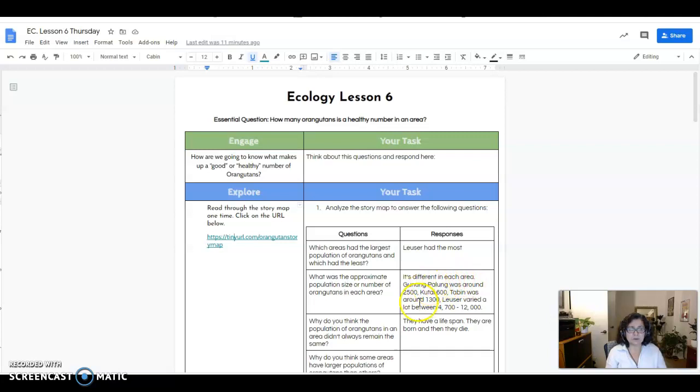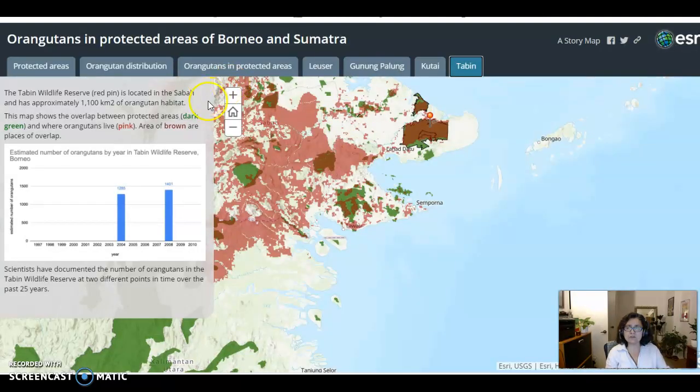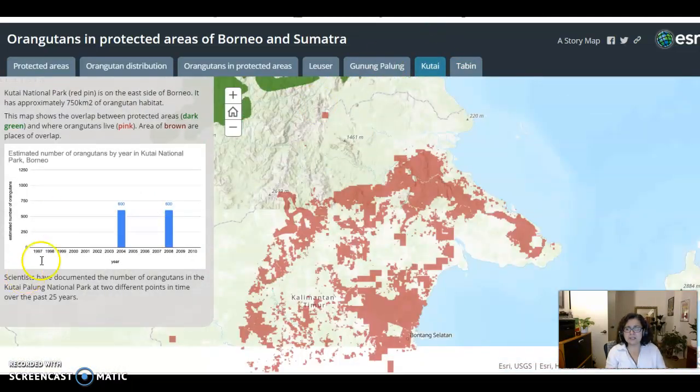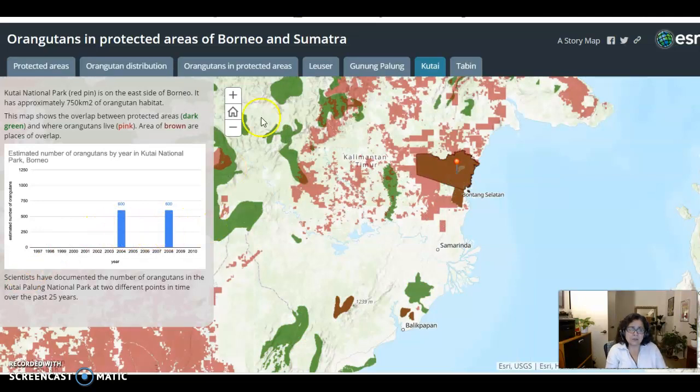Gunung Palung was around 2,500. Kutai was around 600. Tabin was around 1,300, and Lusur varied a lot between 4,700 and 12,000, right? There were no calculations involved. Here you were to just go here and give an approximation, right? So this is 1,200, 1,400. So somewhere in between that, I said, was Tabin's population, right? Then I looked at Kutai, approximately 600.